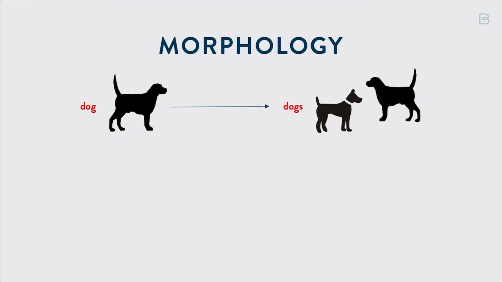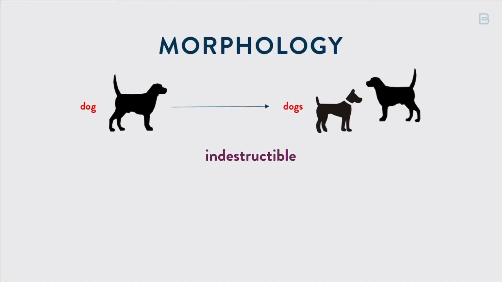When we look at the word dog, we're referring to simply one dog. When we add that letter S to the end of a noun and we have dogs, now we're referring to more than one dog. When studying morphology, we want students to understand the meanings and the relationships between these word parts.